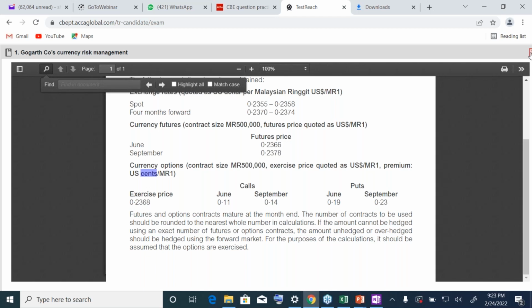Premium, you can say with 99% chance, will always be in cents. It will be divided by 100. I have not seen any question where you are multiplying by 100. It is always either in percentage or in cents.